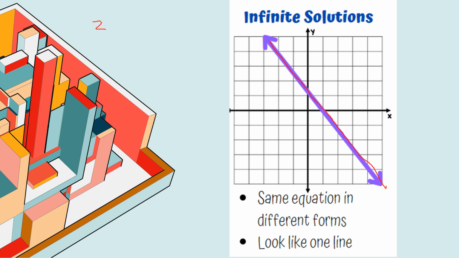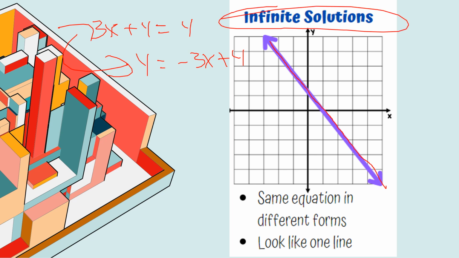So, if you had 3x plus y is equal to 4, well, that's the same thing as y is equal to -3x plus 4. These equations have the same line. They're the same value, they're the same input-output ratio, but they're just written differently. And that's all this is. It's infinite solutions.